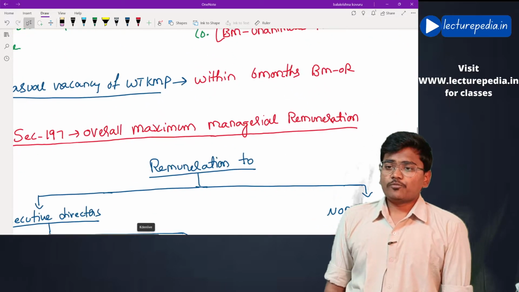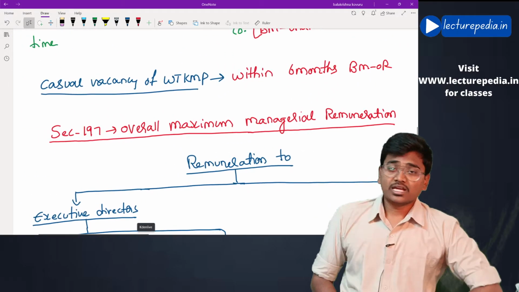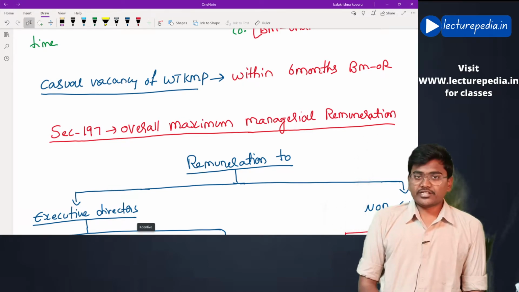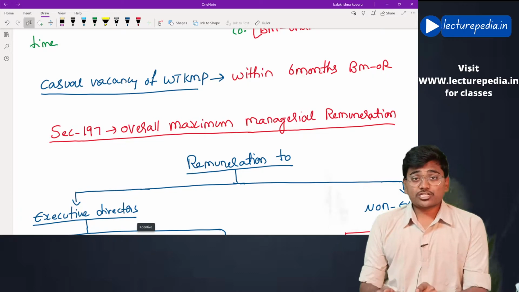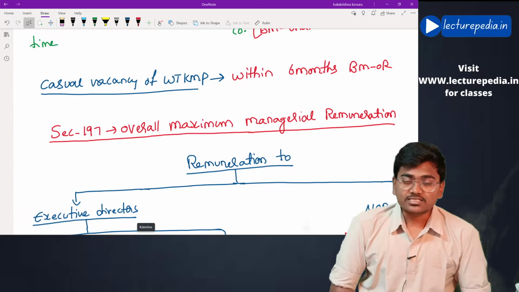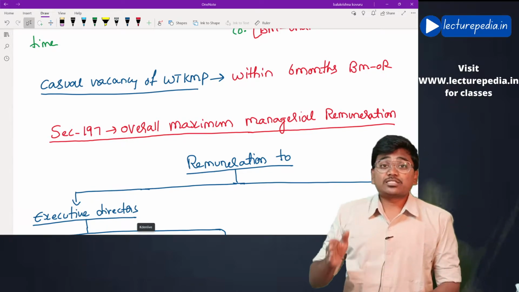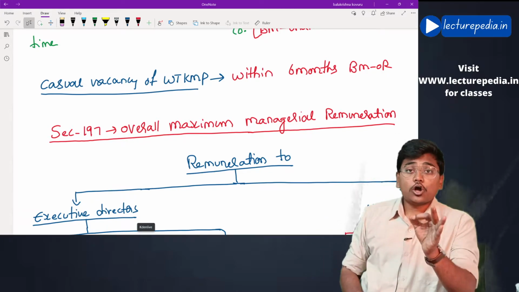Now, casual vacancy of whole-time key managerial personnel. If there is any casual vacancy in the office of whole-time key managerial personnel, that vacancy must be filled by whom? Board of directors. Within which time it has to be filled? It has to be filled within a period of 6 months, and the resolution required is ordinary resolution.